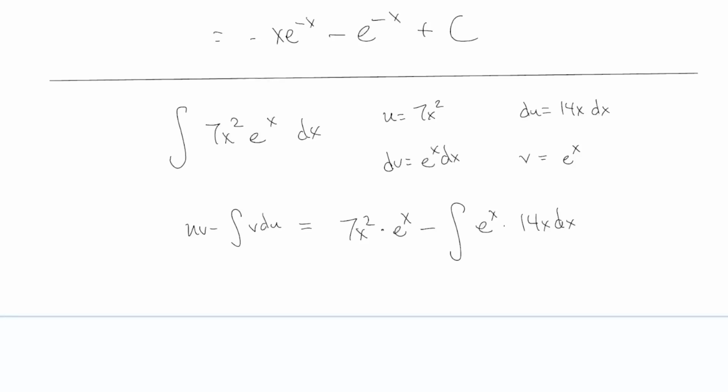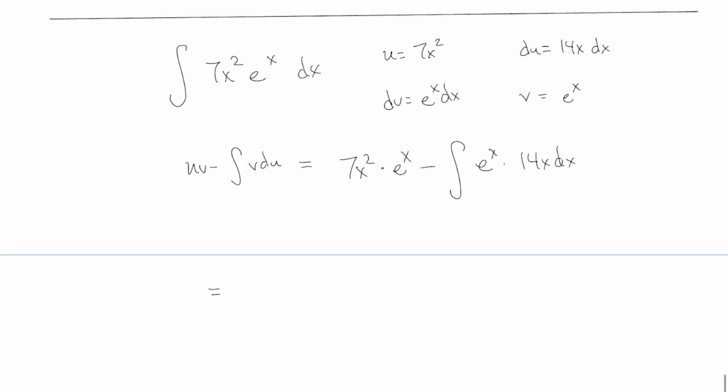All right. And now we need to do that integral. We should simplify a little bit. I can factor the 14 out, and I guess that's it. You can't pull the x out because it's not a constant, but this is 7x squared e to the x minus, okay, pull out the 14, and maybe I'll write x e to the x just because I like writing x first.